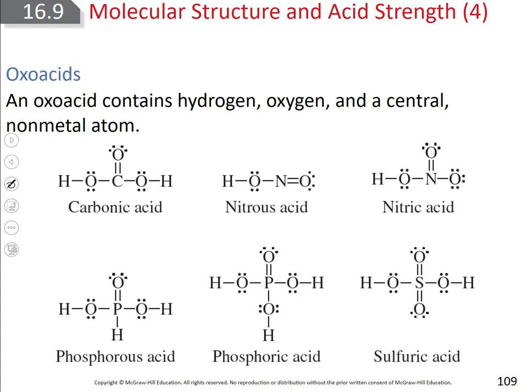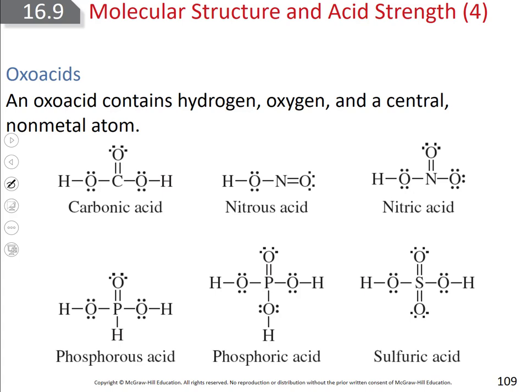So we have carbonic acid based on the carbonate ion, nitrous acid based on the nitrite ion, nitric acid based on the nitrate ion, phosphorous acid, phosphoric acid, sulfuric acid. All of these are based off of oxoanions. And these images are also on the bottom of page 753, some common ones.